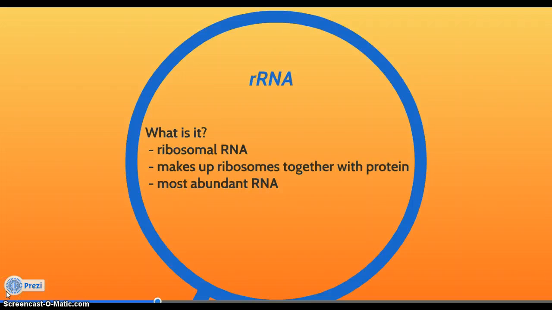What is rRNA? It is ribosomal RNA, and together with proteins, it comprises ribosomes. It is the most abundant type of RNA because there are several thousand ribosomes in each cell.